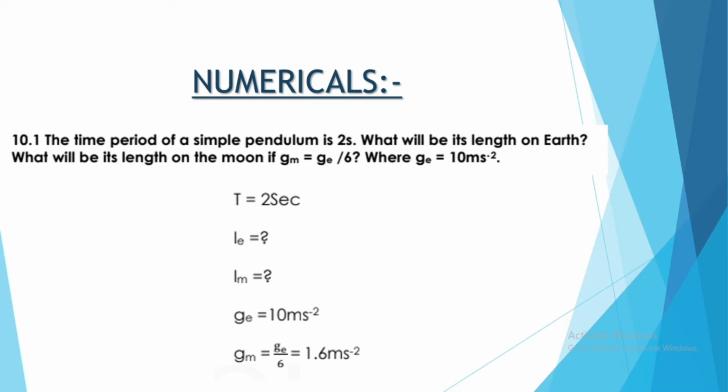So we'll write the data. Time is equal to 2 seconds. Length on Earth is equal to unknown. Length on Moon is equal to unknown. Gravitational acceleration on Earth is 10 meter per second square and gravitational acceleration on Moon is 1.6 meter per second square.